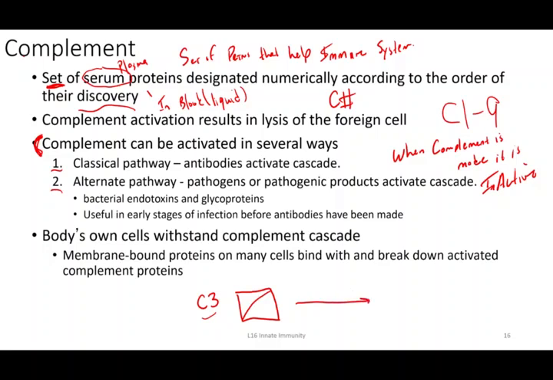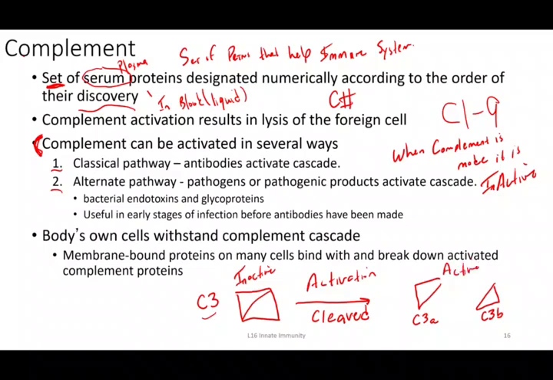And so upon activation, what happens is it's cleaved, that's a fancy word for broken, into two parts. So instead of having one piece, you now have these two separate pieces. And they now have the designation of C3a and C3b, indicating that the original inactive form is now in the active form in those individual parts.